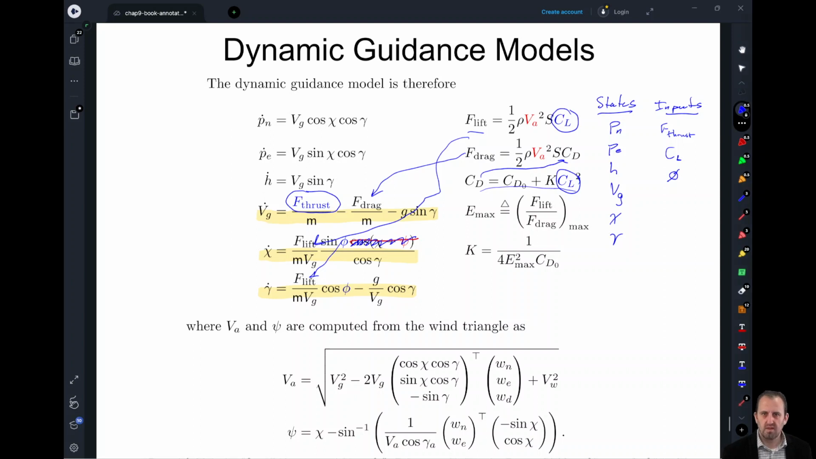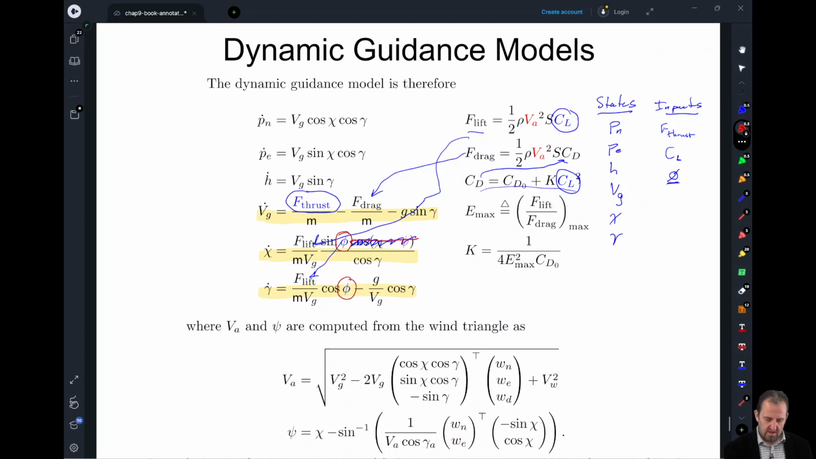Sorry, I had a couple things wrong. We're going to just assume that our bank angle is the input to the system. So we see that our bank angle shows up there and there. It's one of our inputs.